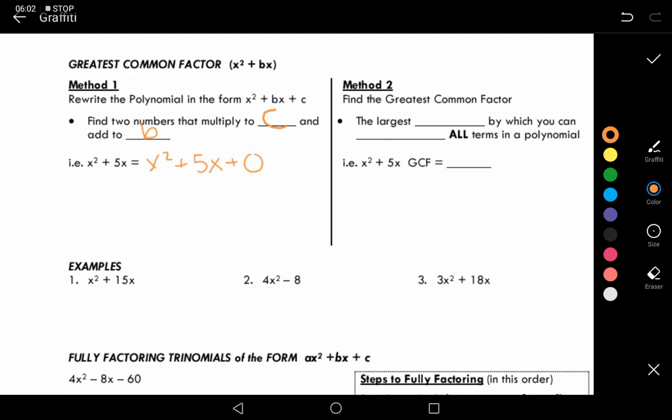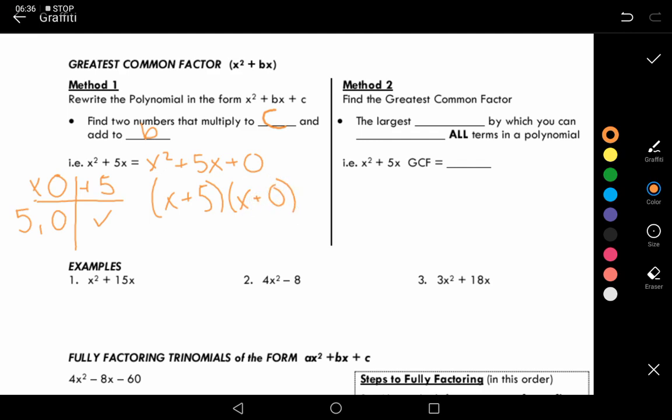0. Okay, so if we were going to find two numbers that multiply to give us c, so we draw our t-chart, they need to multiply to give us 0 and add to give us 5. Well, anything times 0 is 0, right? So we can just simply do 5 times 0. That'll give me 0, and 5 plus 0 gives me 5. Okay, so that means my two factors are x plus 5 and x plus 0.